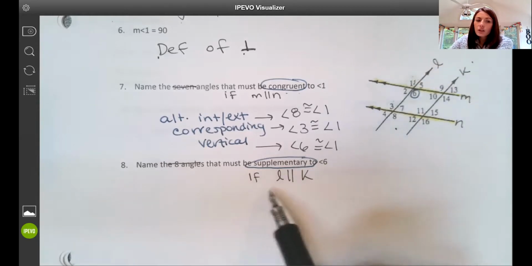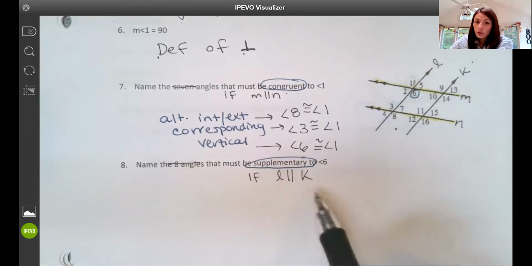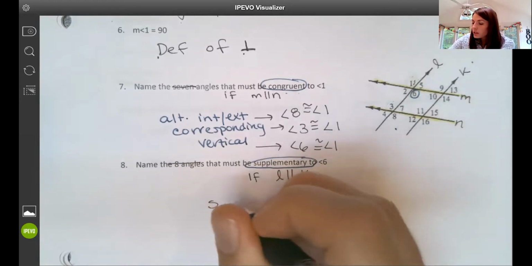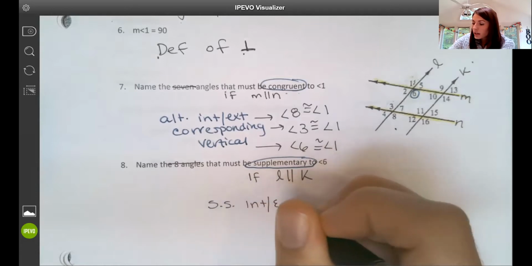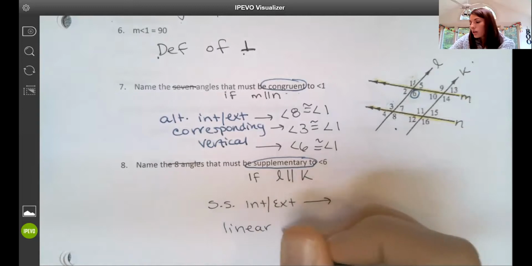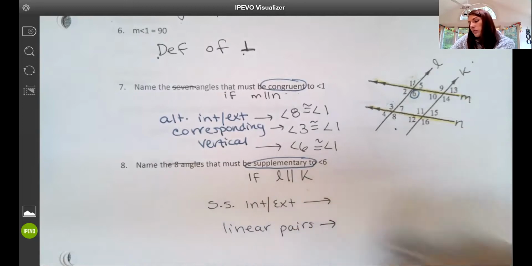So given that I switched it, which it's going to do in your homework as well. Okay, first of all, supplementary is either going to be same side interior or exterior. So that's going to give us a pair, and linear pairs. Okay, there's only 2 supplementary sets.